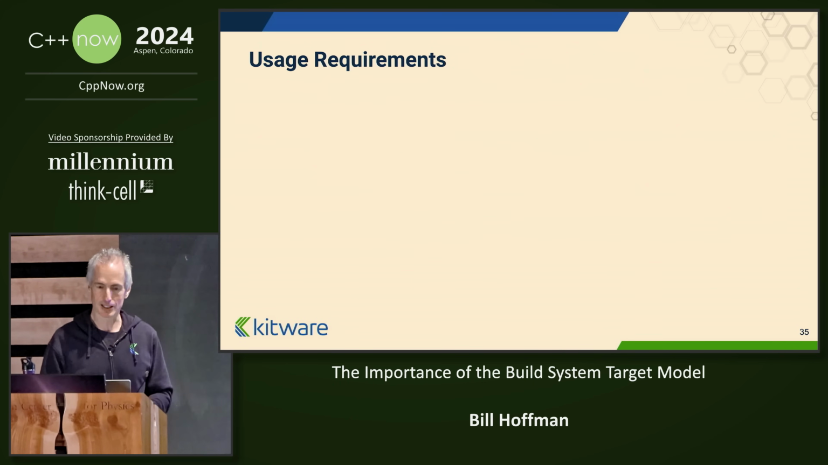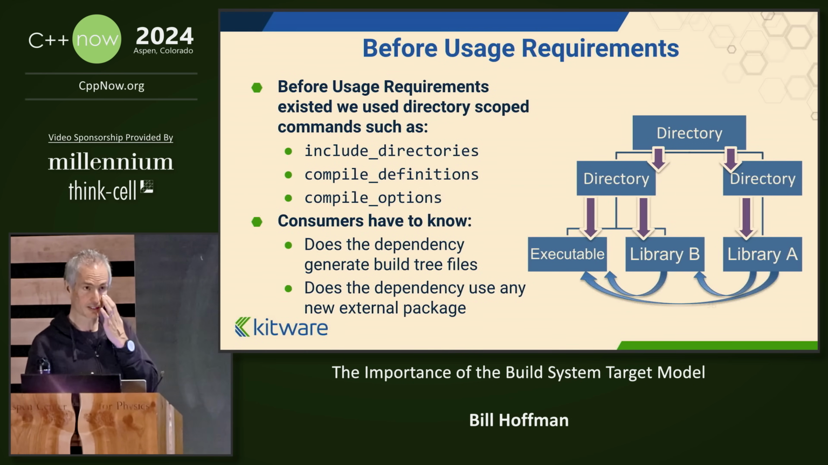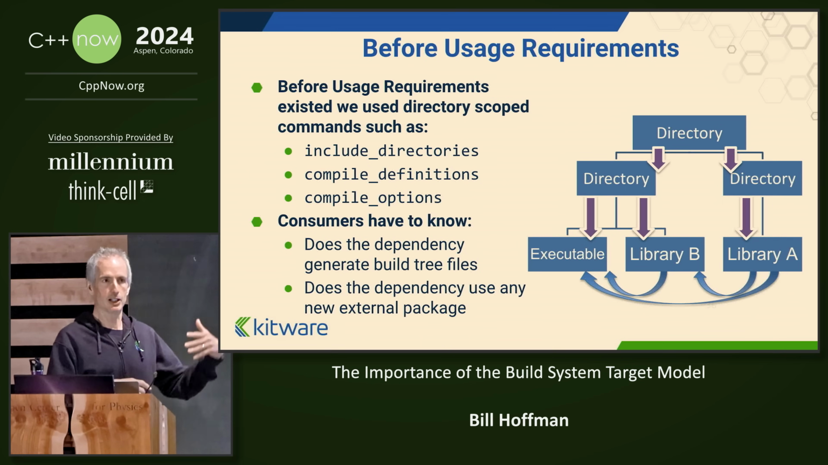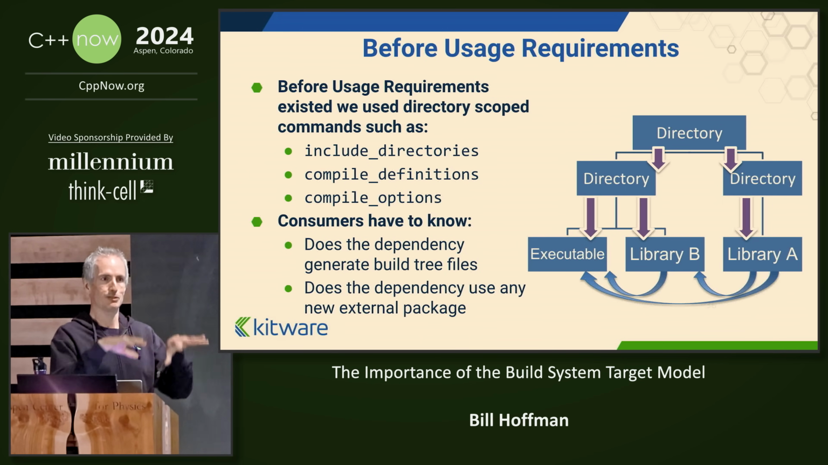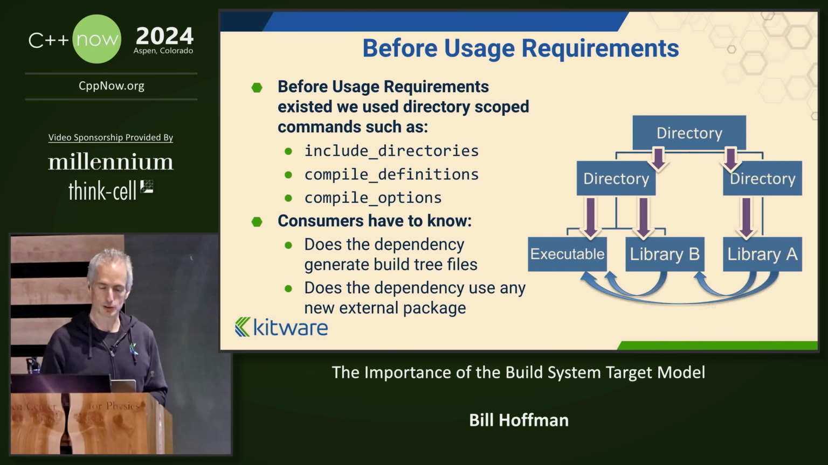So hence came usage requirements. Before usage requirements, CMake worked a lot like those recursive makefiles, and it actually traversed recursive makefiles. And then you had global commands like include directories, compile definitions, compile options, and you would put these in your CMake code, and it would flow down the add subdirectories. But that doesn't really answer that consumers have to know. Eventually, they want to know the dependency generated by the build files. Does this dependency use any new external package?